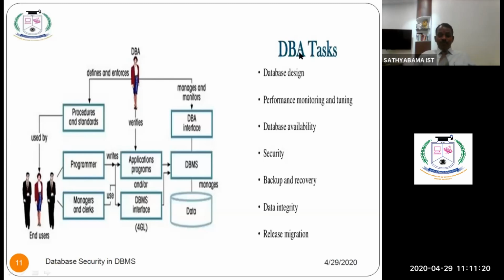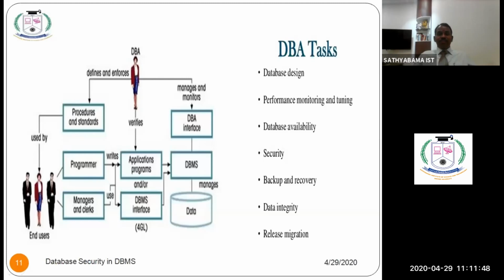Another responsibility is data integrity. Data integrity is also very important. The DBA monitors the exchange of data between the users. They ensure that the transferred data is correct and reliable. Then only your database will contain consistent data. So through data integrity, we can avoid duplication as well as unwanted data.